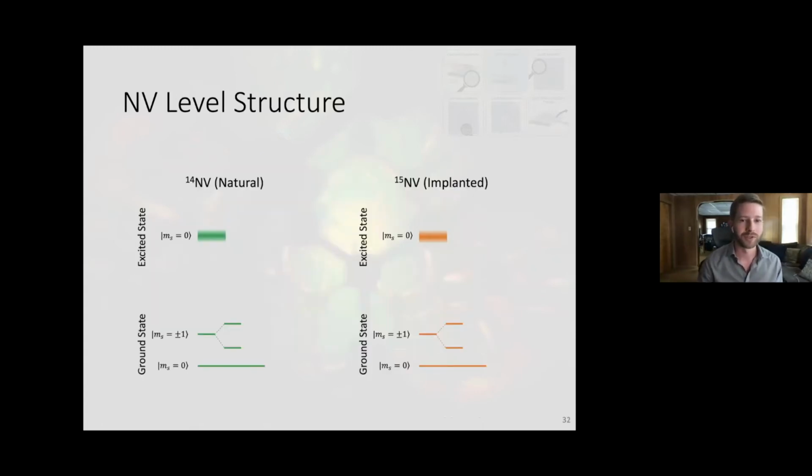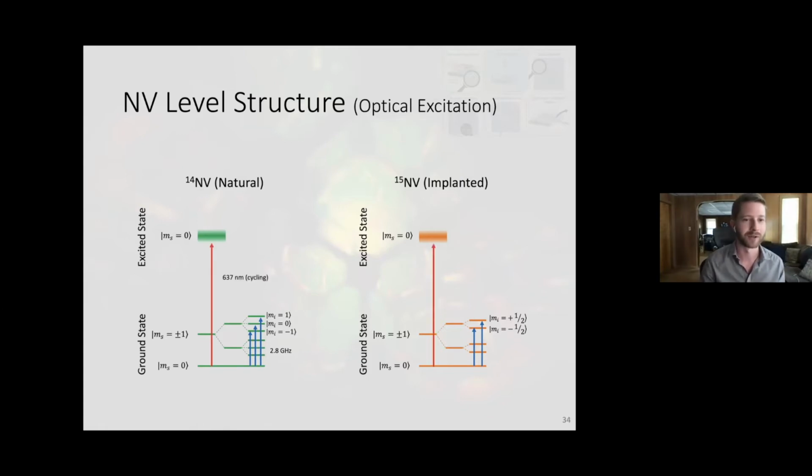So if we look at that level structure again, the next thing we need to note is the nitrogen-14 is a spin 1 nucleus, which gives us 3 hyperfine transitions in the ground state, whereas the N15, our implanted nitrogen, is a spin 1/2 nucleus, which gives us 2 hyperfine transitions. And so again, with our microwave field, we can address these and basically use this as a tag to look at the ones that were implanted versus the ones that were naturally occurring in the first place. And again, we have our resonant laser to address our excited state, which is the thing that dictates our entanglement.